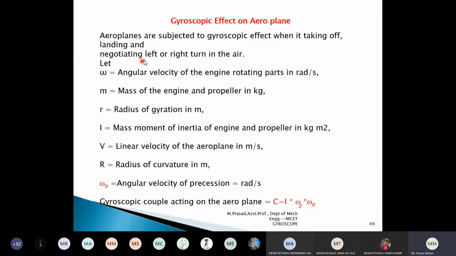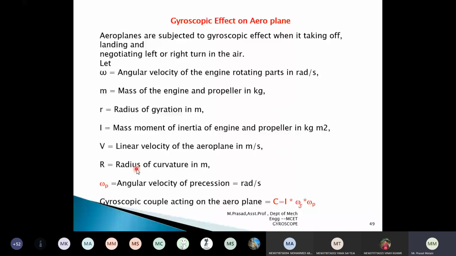So now let us discuss the negotiating left or right turn in the air. Let omega is the angular velocity of the engine rotating parts in radians per second. M is the mass of the engine and propeller in kgs. R is the radius of gyration in meters. I is the mass moment of inertia of engine and propeller, whose units are kg meter square. And V is the linear velocity of the aeroplane in meters per second. And capital R is the radius of curvature in meters.